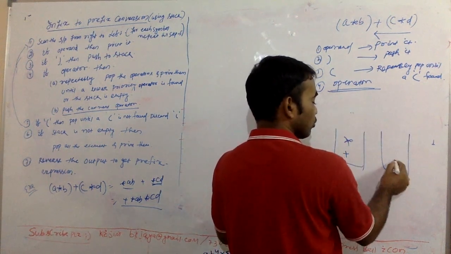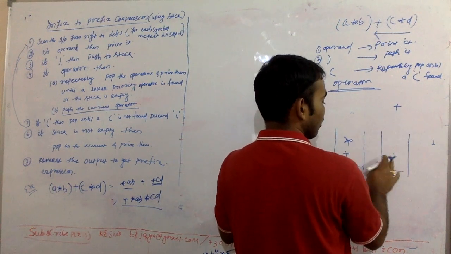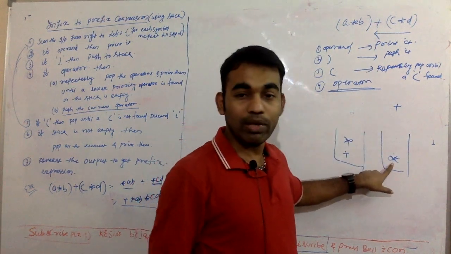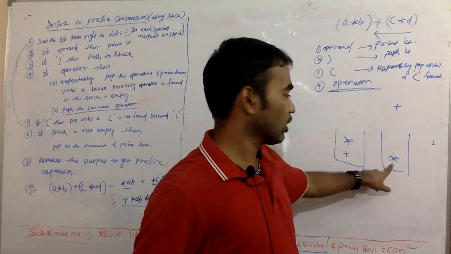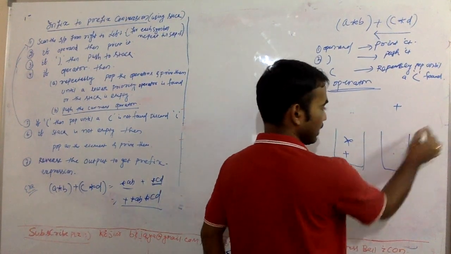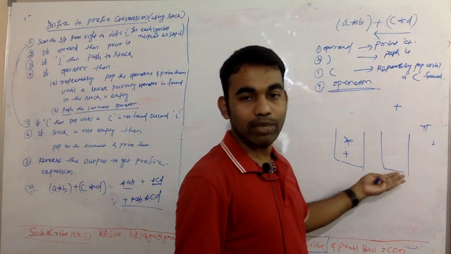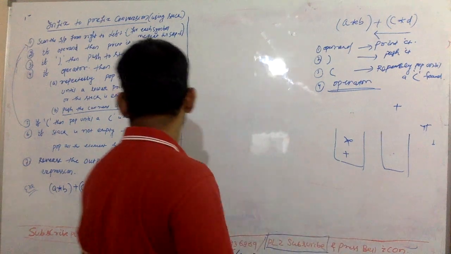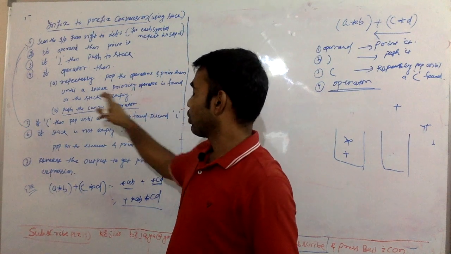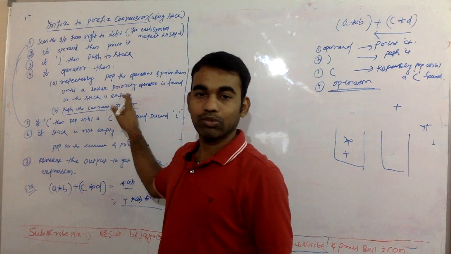But think about the reverse situation. Suppose star is there and plus is coming. Is this a lower priority operator? No, right? So it will pop this one, and now the stack is empty. So now what do I need to do? I will simply push it. This step is very important. If an operator comes, then repetitively pop the operators and print them until a lower priority operator is found or the stack is empty.